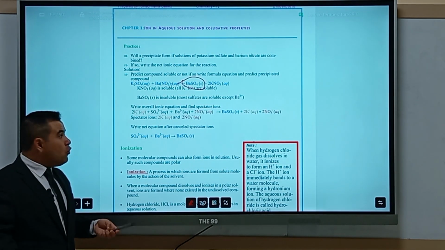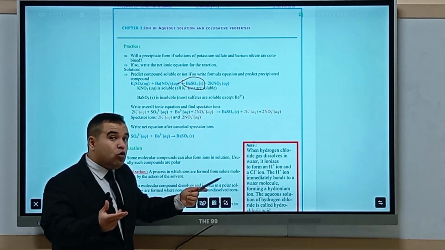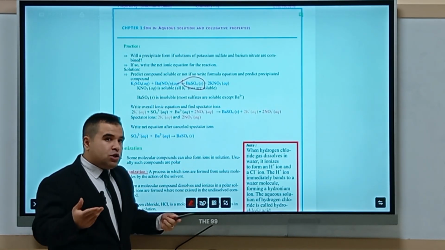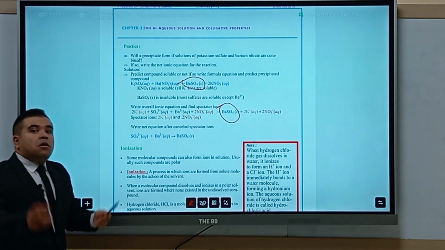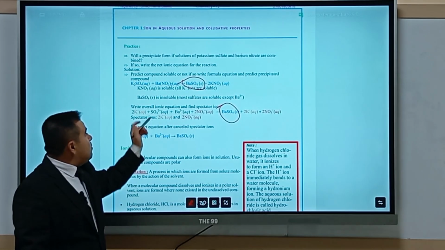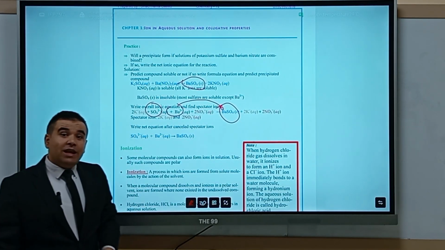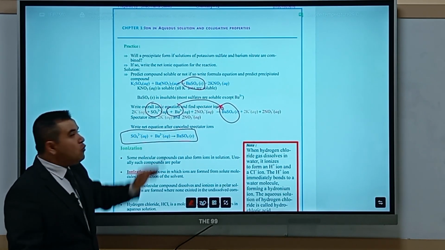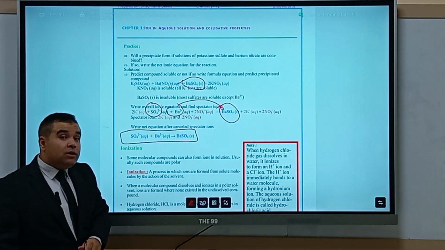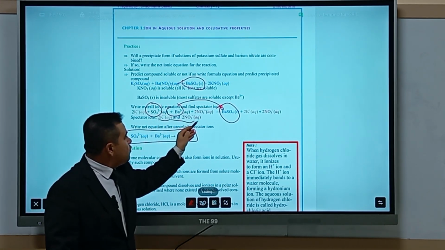Now the overall ionic equation. In the overall ionic equation, dissociate all the salts that are soluble into their ions, and leave the insoluble unchanged. Those ions that combine and form the precipitate are classified as the net ionic equation. So here we have the net ionic equation, and the remainder, the overall minus this net, you'll get what? The spectator ions.